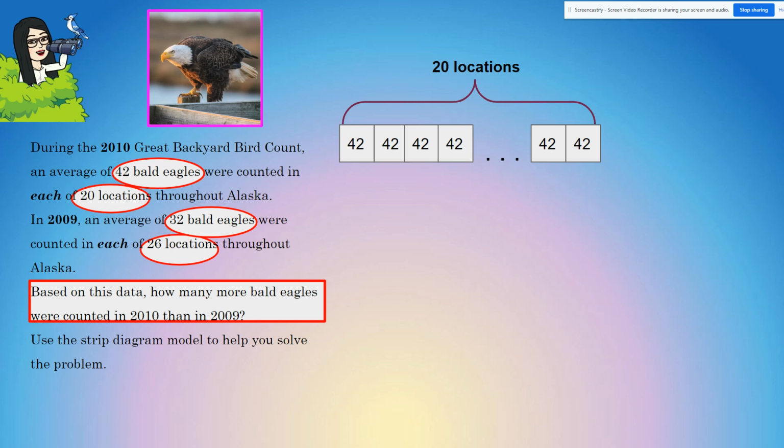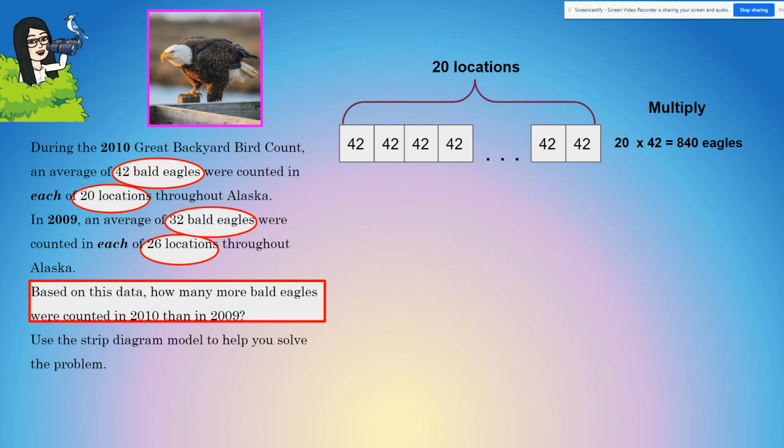In each location, we know that there were 42 bald eagles. So I place the number 42 in each box to represent the eagles. I then multiply 20 times 42, which gives me a product of 840. So in 2010, there were 840 eagles.